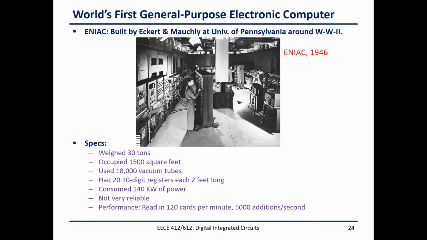And they had 18,000 vacuum tubes, and the tube would send a signal from one end to another. It was like the basic switch, like a transistor. It required 140 kilowatts, and it was still not very reliable, and they would feed it with cards, and it can do 5,000 additions per second. Okay, so this was the first general purpose computer, if you want to call it.